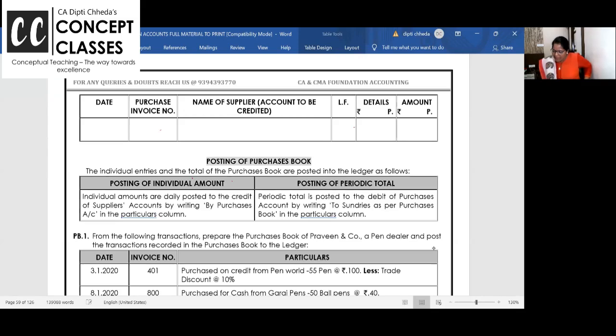Individual entries and total purchases. See, if you purchase from A, B, C, D, F, posting to individual ledgers is made on a daily basis because you need to show which party has to be paid how much. And posting of the debit side of the purchases to sundries as per the purchase book can be done weekly and so on.